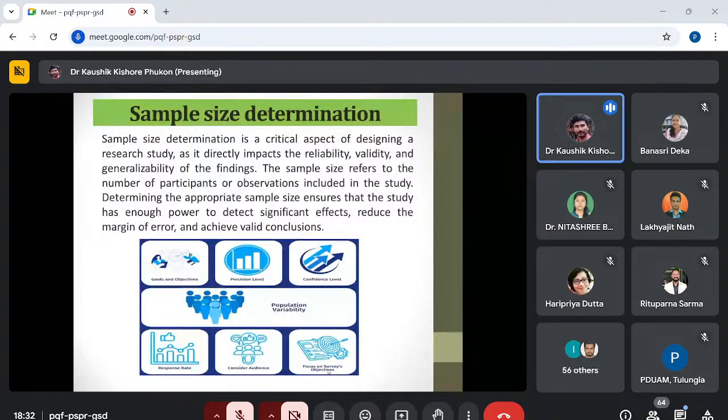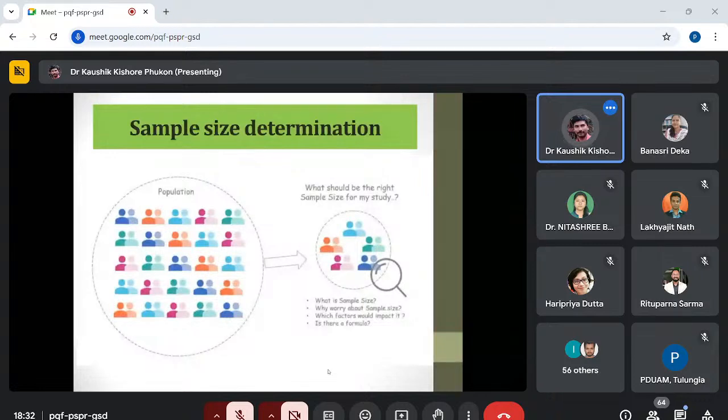Sample size determination. Okay. So here is the population, and the first question comes to a researcher: what will be my effective sample size? What sample size will be best for my research?